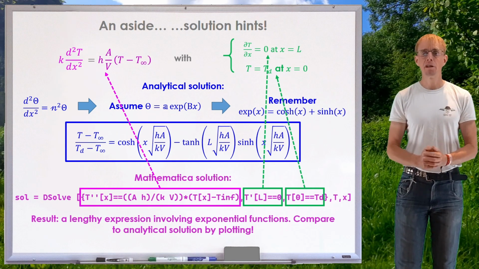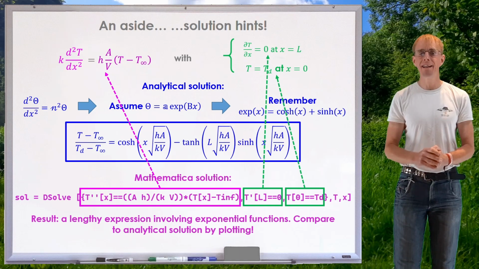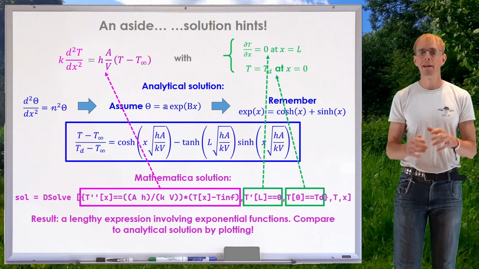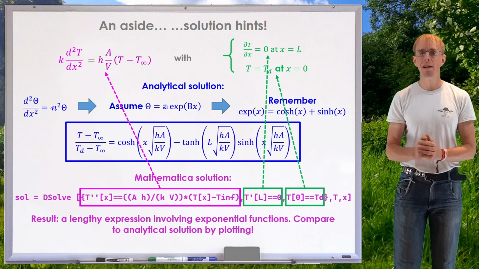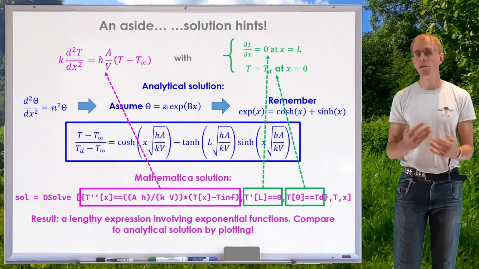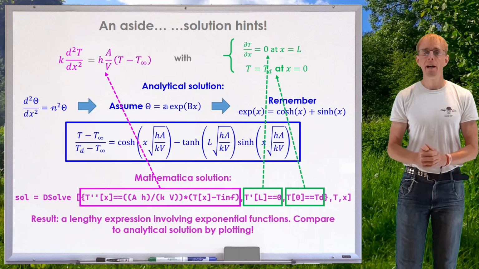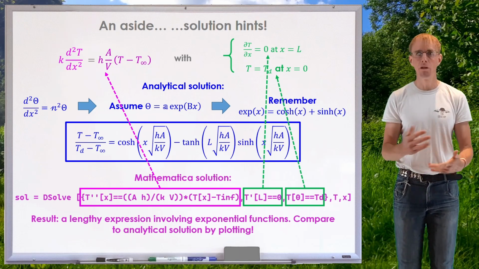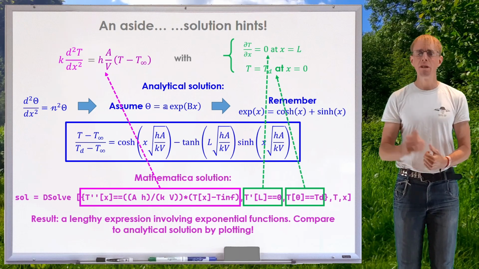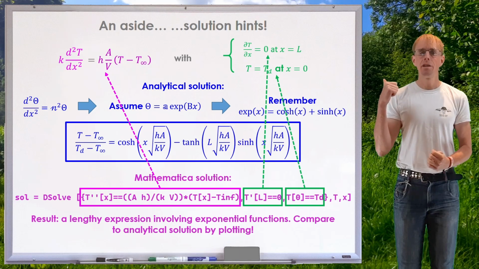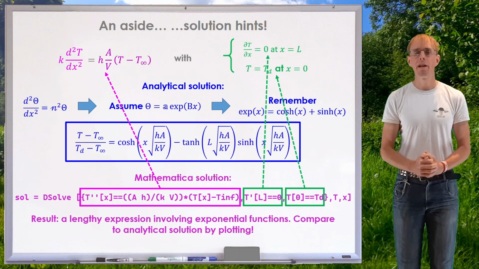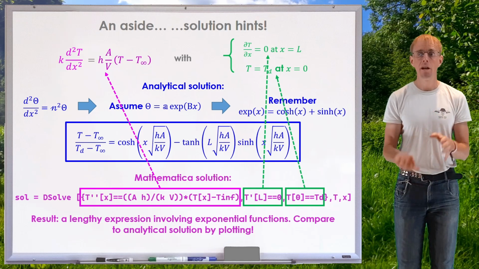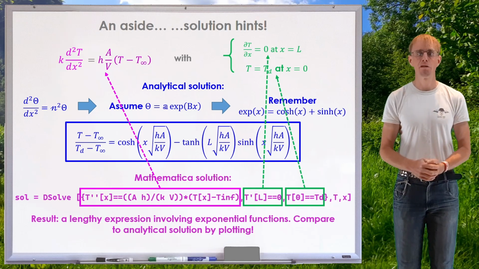Next, I have my boundary conditions. So T dashed of L equals 0. That's dT by dx equals 0 at x equals L. And then T of 0 equals T_i. Well, that's simply at x equals 0, T equals T_i. And if you type that into Mathematica, you get a lengthy expression involving lots and lots of exponential functions, which doesn't really look anything like the hyperbolic trigonometric function that we've derived. But remember, there's correspondence between exponentials and hyperbolic trigonometric functions.